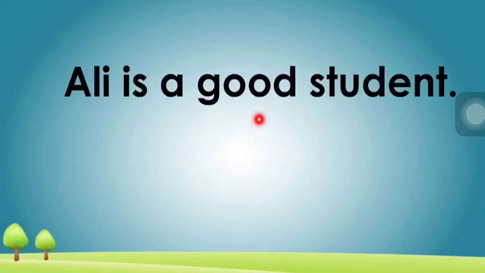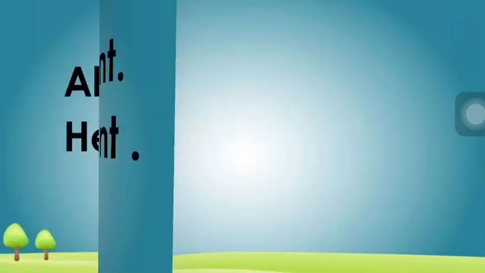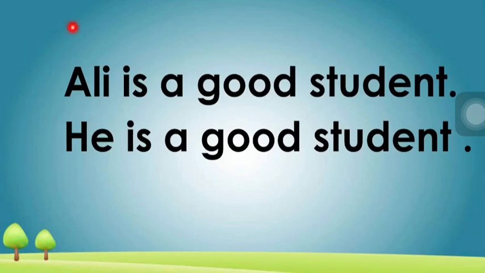Ali is a good student. Now, where is the noun? Ali. And Ali is a noun. So here we have used pronoun he. Why have we used pronoun he here? Because he is a pronoun used in place of a male noun. Is it clear, children? Ali is a male noun.